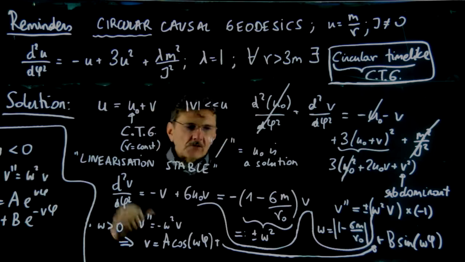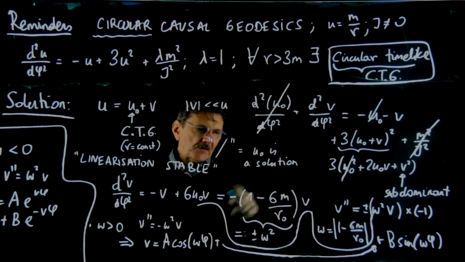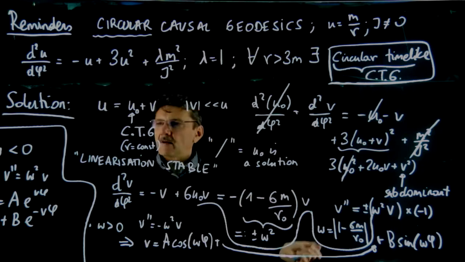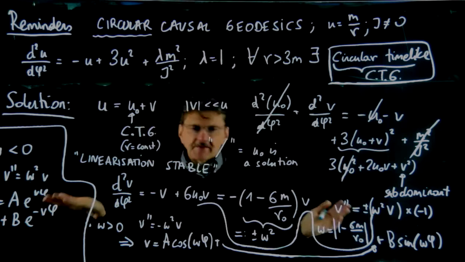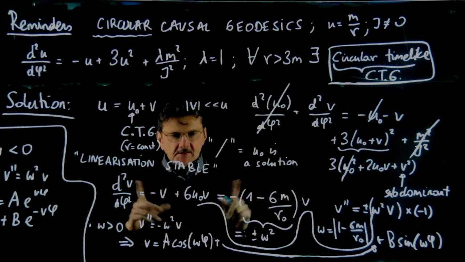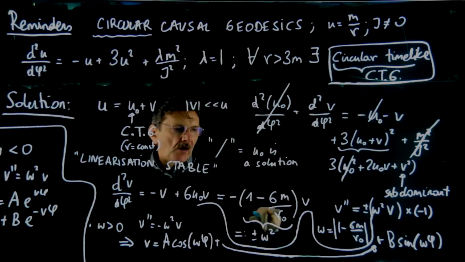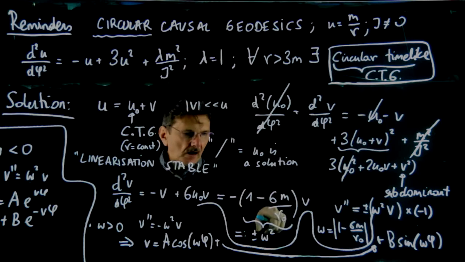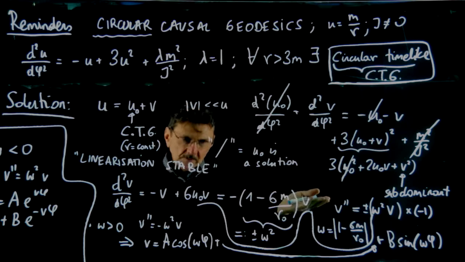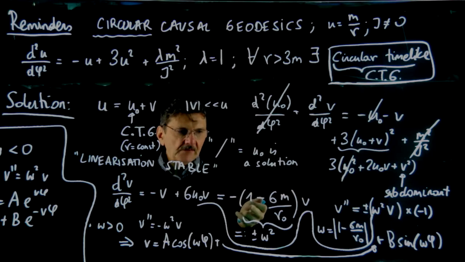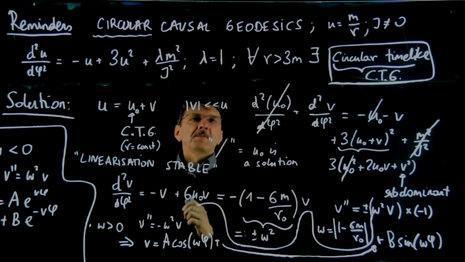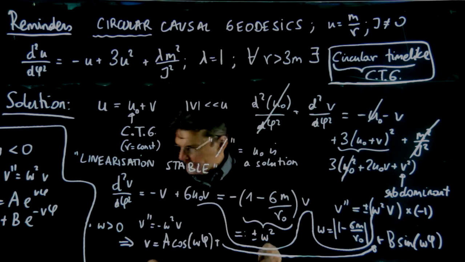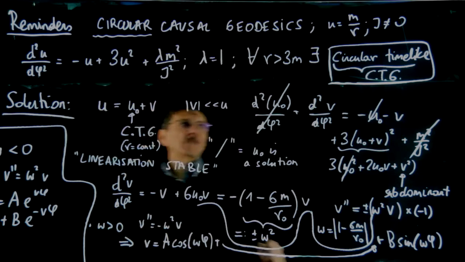And of course, the case omega equals zero, it means that you're on R0 equals 6m, which is undetermined by this method. Okay, so that's a marginal case which we ignore. But for R0 larger than 6m, when this coefficient is positive, so R is larger than 6m, you are stable. And when this coefficient is negative, R is smaller than 6m, these orbits are unstable. So this is my statement about stability of the orbits.